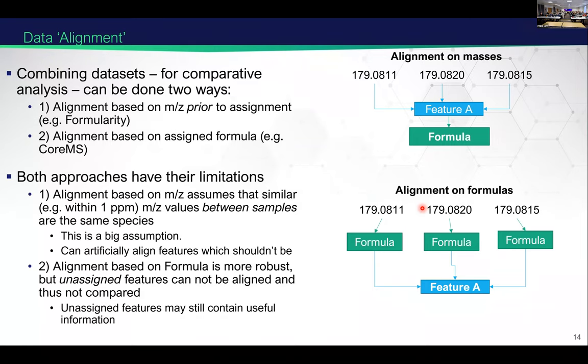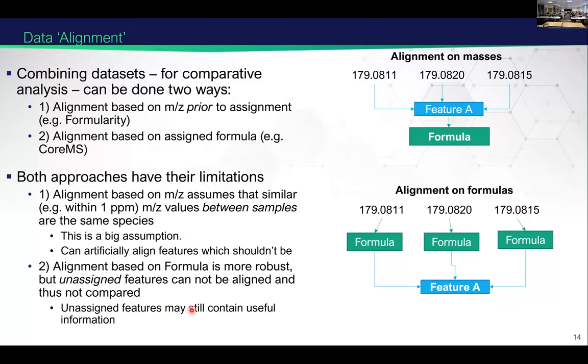Or you can do it the other way, where you treat every spectrum independently, process every single spectrum, and then if the formulas are assigned the same, you align them based on formulas. And there's pros and cons associated with those approaches. The first one, it's a big assumption that masses that are close between different samples should be the same mass, and it can artificially align features that shouldn't be aligned.